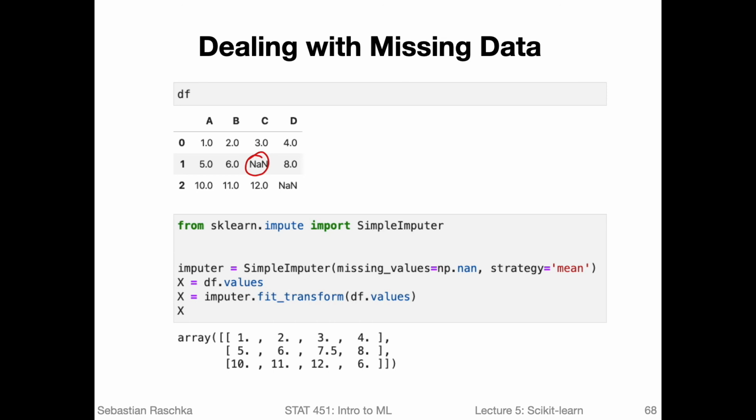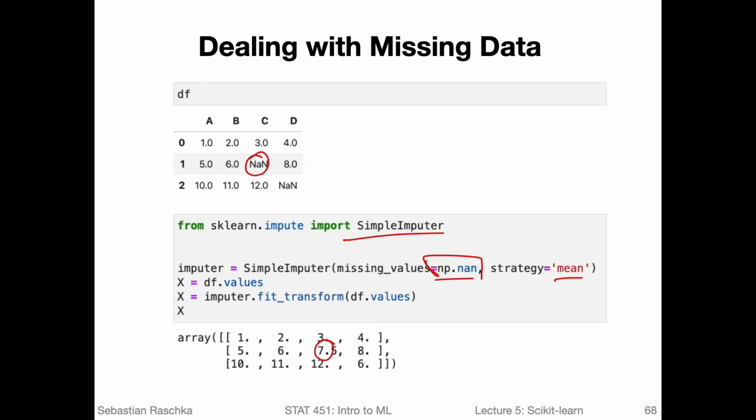From Scikit-learn, you can use this transformer called SimpleImputer, and it will then impute the missing values that we can specify. For example, in this case, the missing values are NaNs, and then we can say which strategy to use, like the mean or median and so on. In that way it will impute these missing data points.